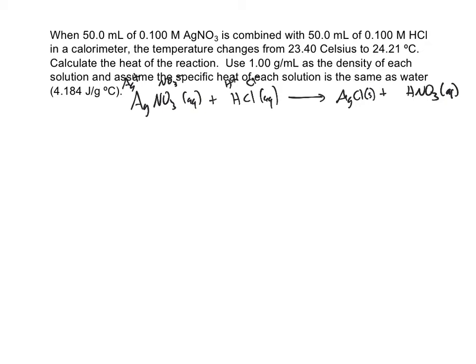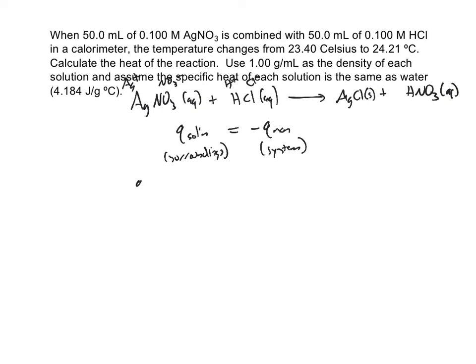And so what we're taking advantage of here is that we know that the Q of the solution, that's the surroundings, is going to be equal, but the opposite sign of the Q of the reaction, which is the system. And they want us to calculate the Q of the reaction. Well, to do that, we know the temperature change of the solution. We know the mass of the solution. We know the specific heat of the solution. So we'll calculate Q for the solution, and then the Q for the reaction is just going to be the opposite sign.